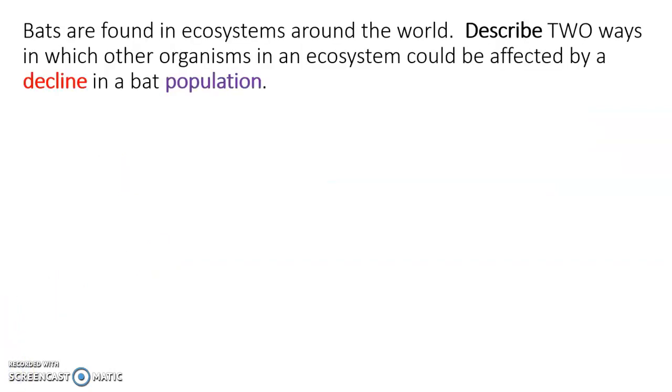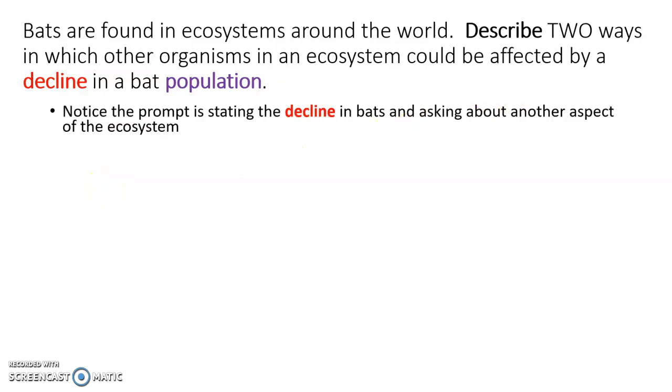Finally, let's look at one example that doesn't relate to our current content. This goes back in the year, back to ecosystems and populations. This was also from 2016 FRQ, and I'll read it. Bats are found in ecosystems around the world. Describe 2 ways in which other organisms in an ecosystem would be affected by a decline in a bat population.